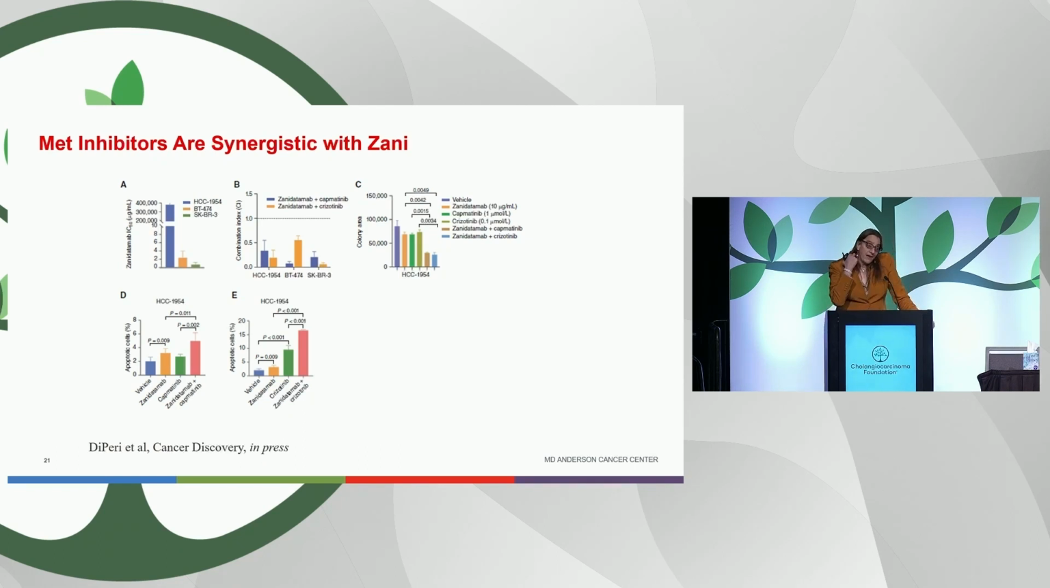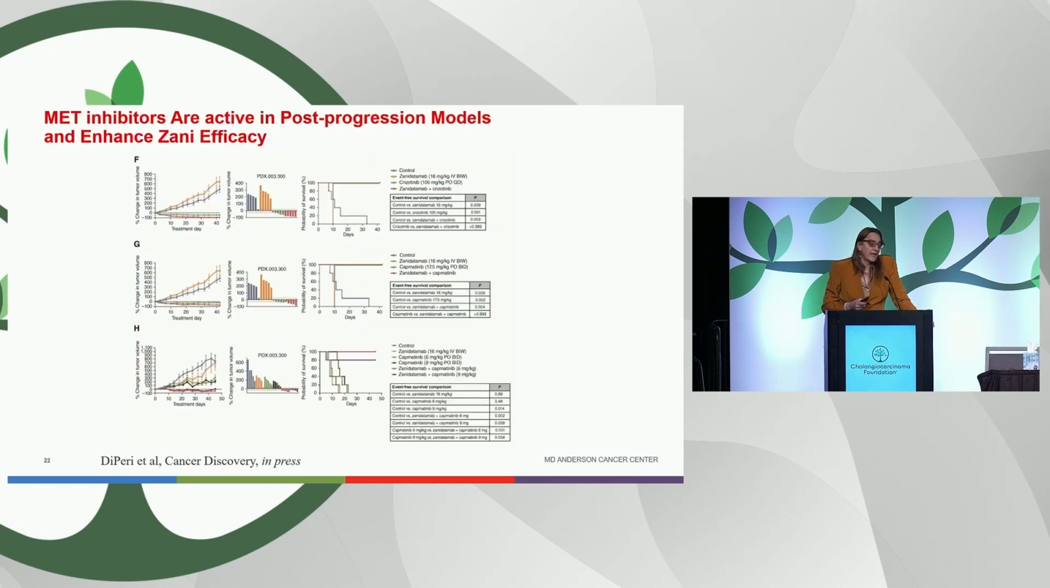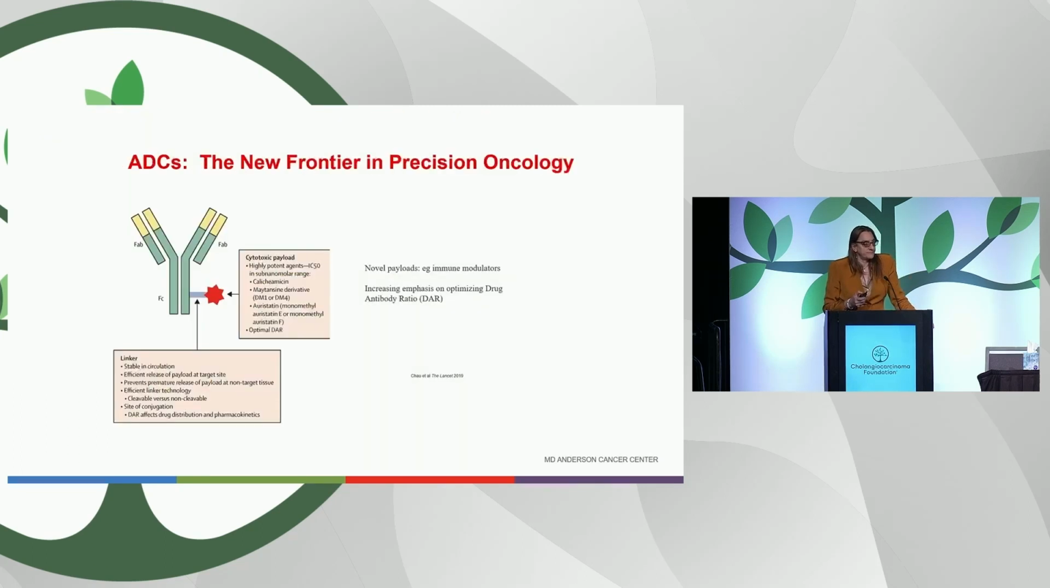Further, when we combined with a MET inhibitor, there was significant synergy. When we gave high levels of a MET inhibitor in these models, there was actually significant growth inhibition. And when we used a little lower dose of the MET inhibitor, you can see that there's enhanced activity with MET inhibition plus zani. So we're really excited about this finding, and we're looking to see if we can bring this into a clinical trial.